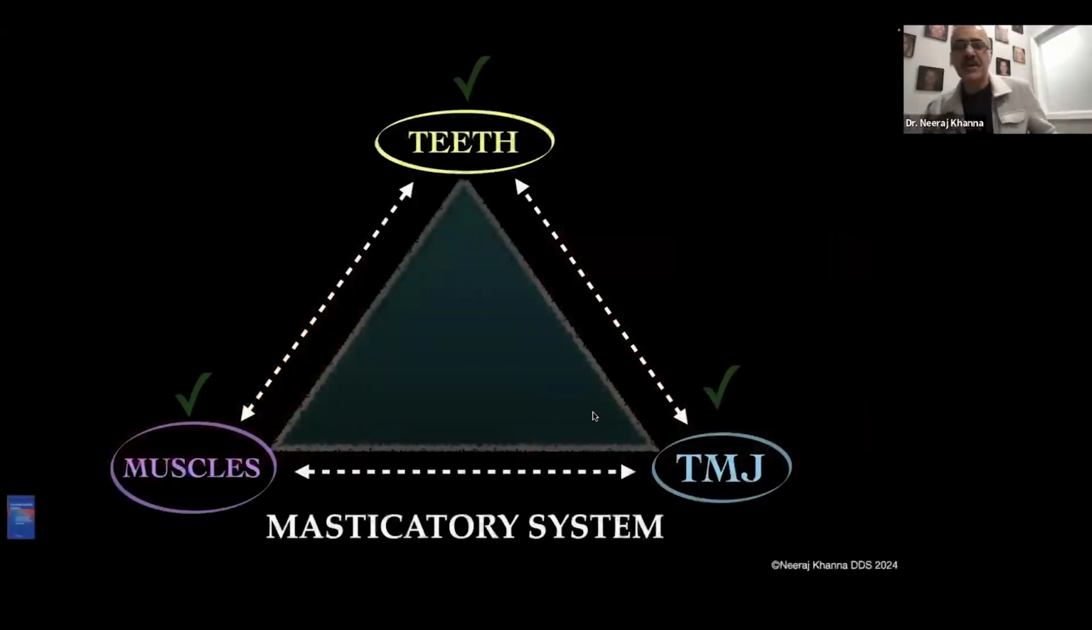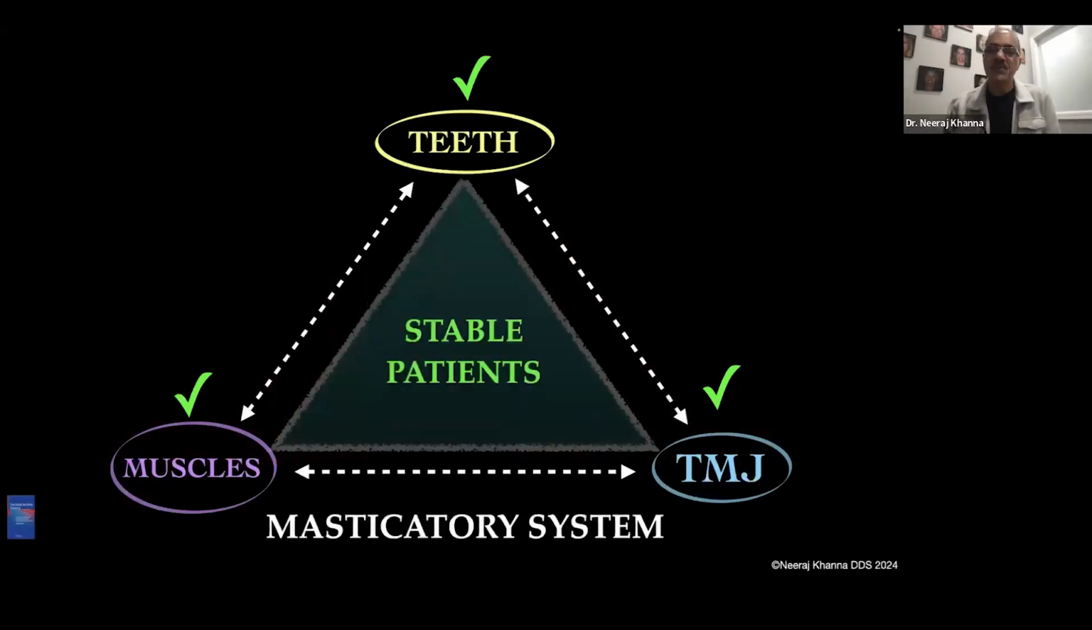And so when we do our exam, if 3 out of 3 of the systems are stable, then we call that a stable patient. Now, this is something that I don't see very often. It's extremely rare because there's always something happening with our patients, whether it's signs of instability in the teeth, sore muscles, or even a joint problem. But if these patients are stable, we can work in their habitual occlusion because the system is accepting of that.